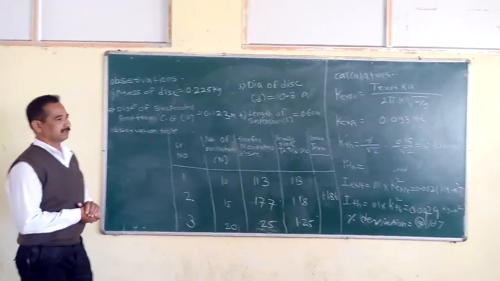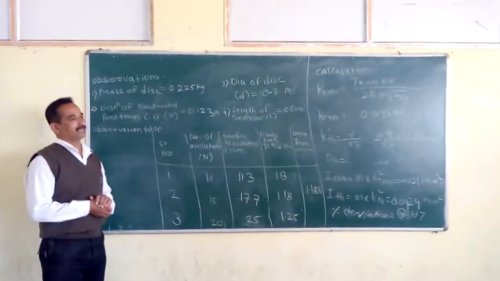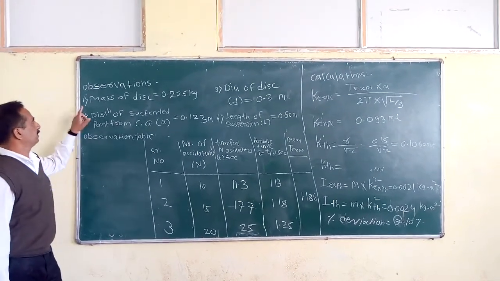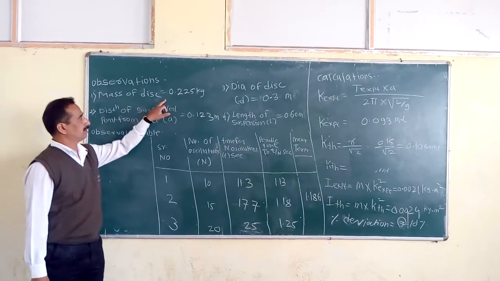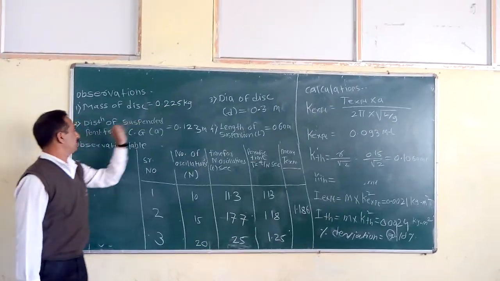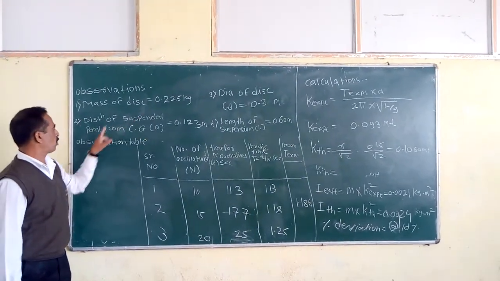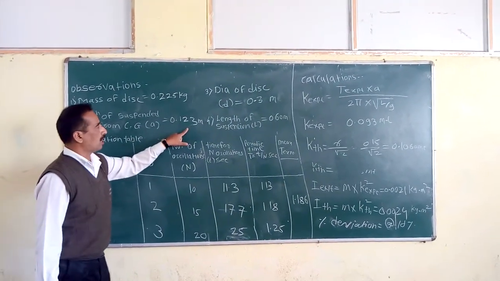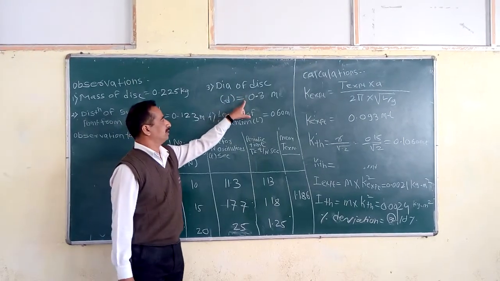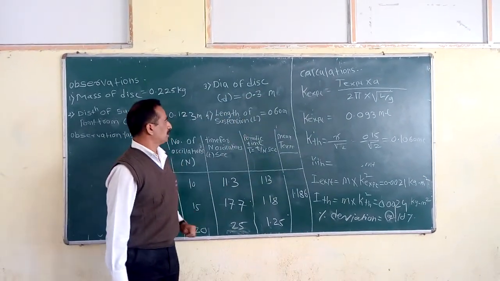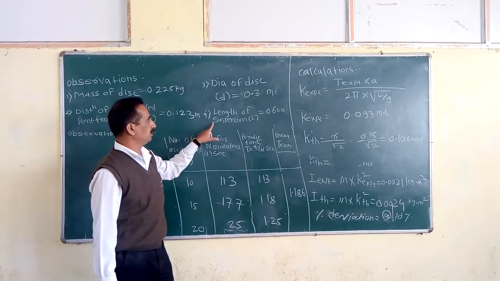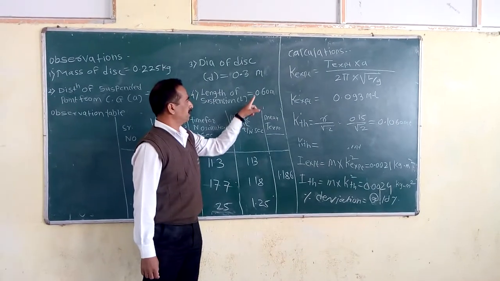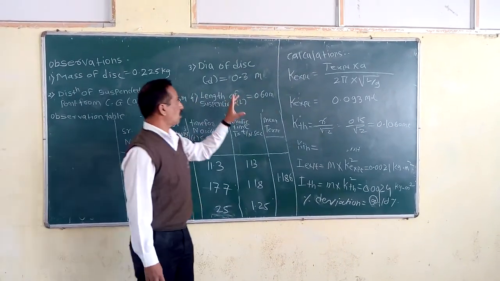Already Dr. N.S. Dharashudar sir has explained the detailed procedure to conduct the tri-pillar experiment. Initially in the manual, the mass of the disc is given as 0.225 kg. Also the distance of the suspended point from the CG of the disc is given, that is 0.123 meter. Also the diameter of the disc is given, that is 0.3 meter. Now the length of the suspension, capital L, we have measured before conducting the experiment, that is 0.60 meter.